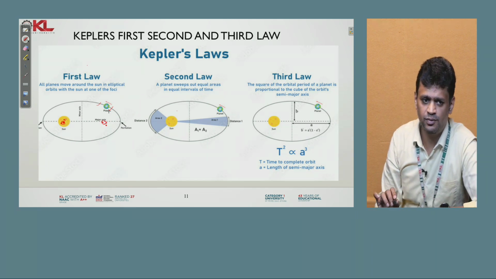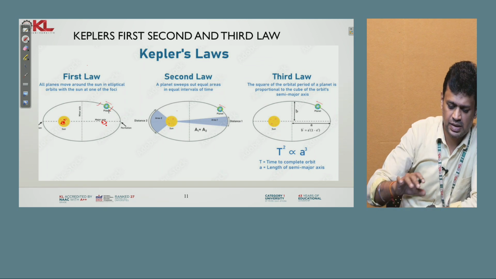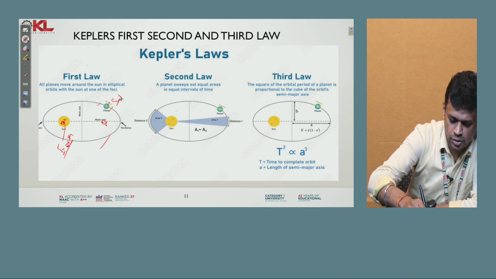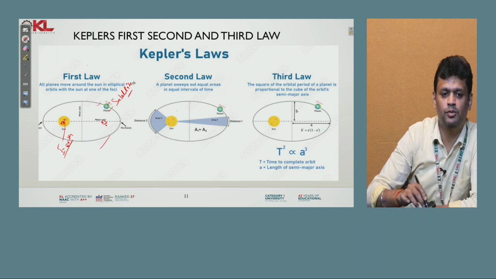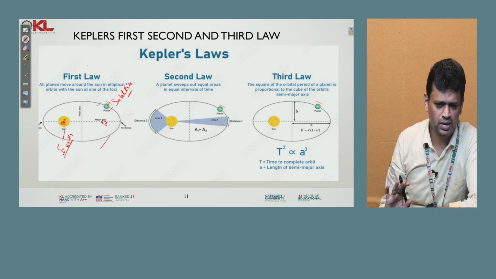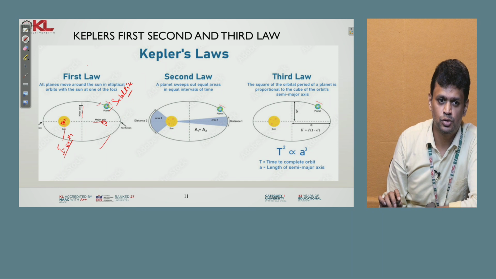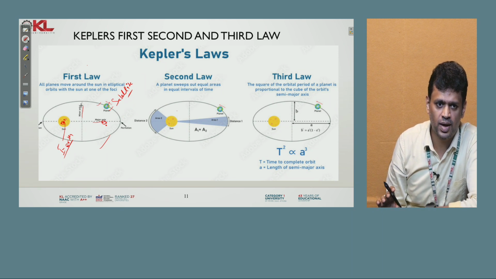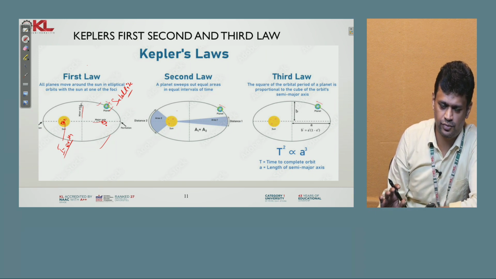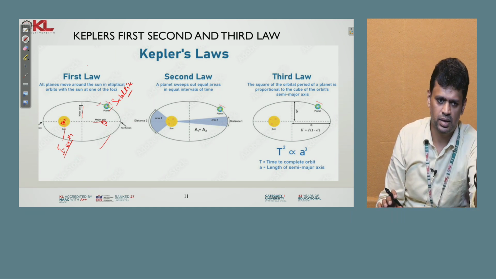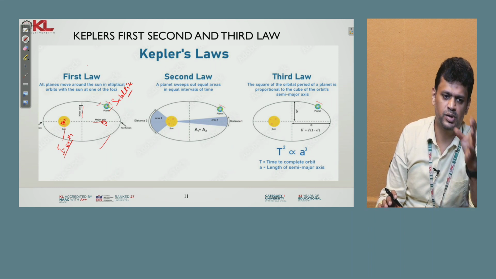Now you may wonder why we have used the sun here. In the same diagram, you can put the Earth here, and you can assume this to be the satellite. So the same diagram is applicable for Earth and satellite also. Remember, this is the major axis and this is the minor axis. So this is the first law, that all planets move around the sun in an elliptical orbit with the sun at one of the foci. If the orbit is given to you and you are asked to locate the Earth or the sun, you choose any of the foci, and that will be your correct answer.